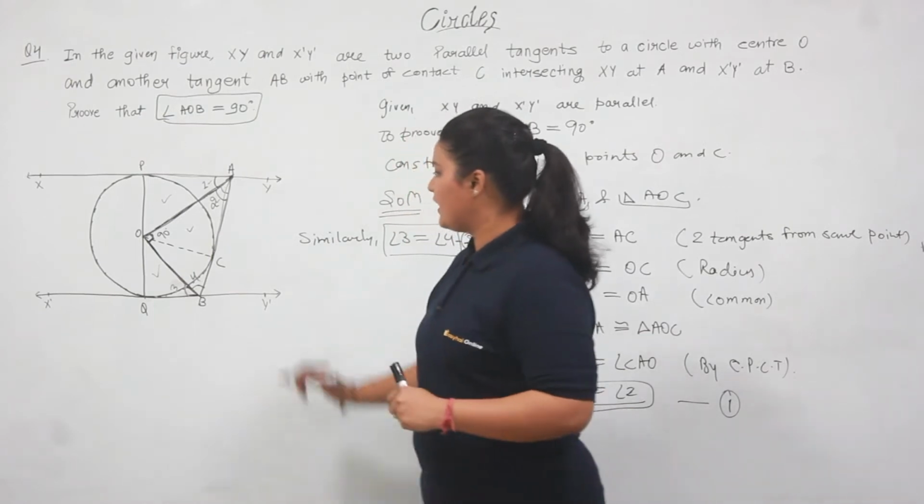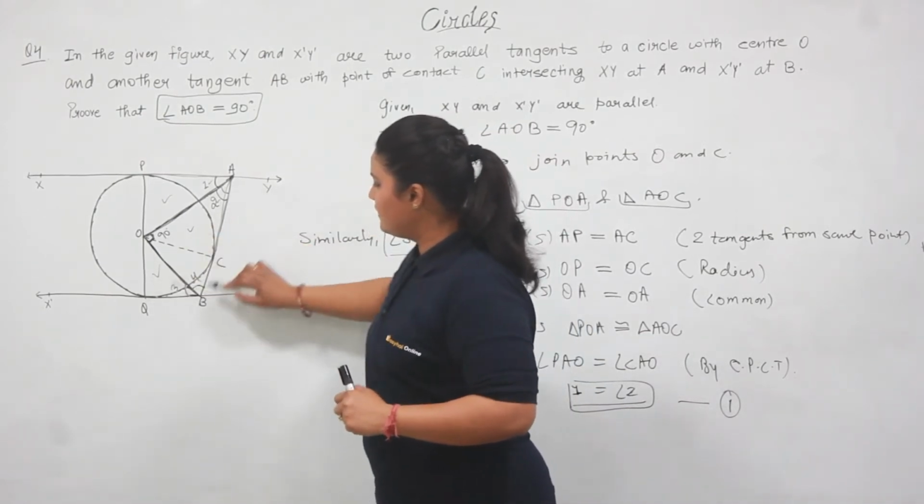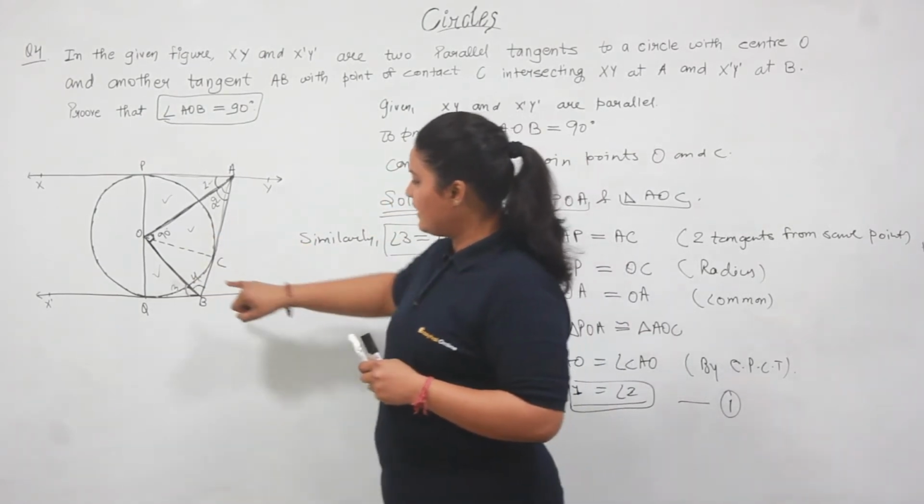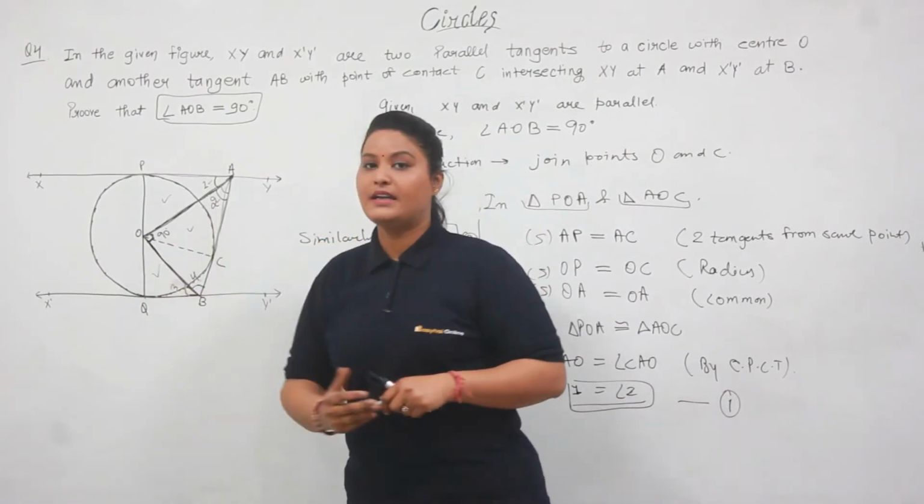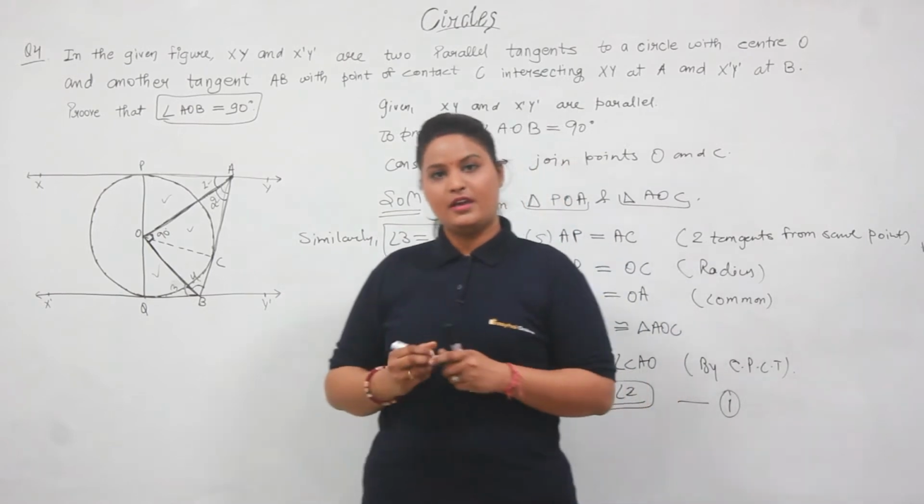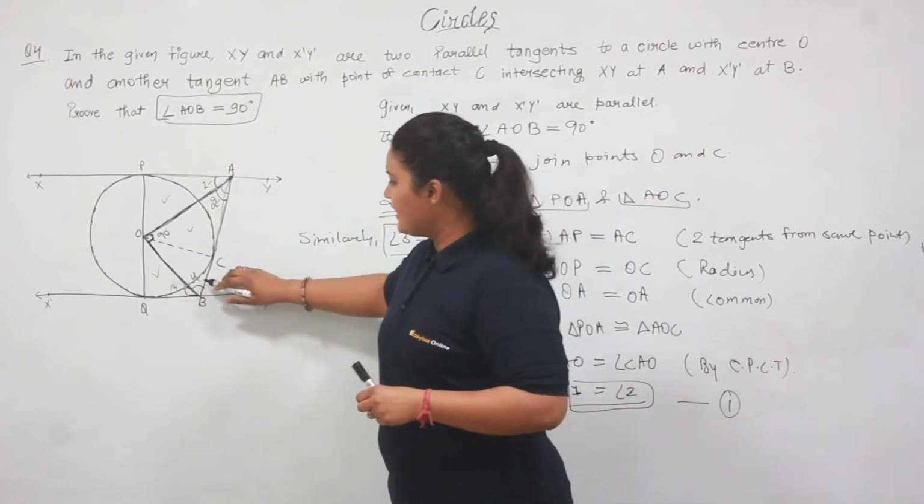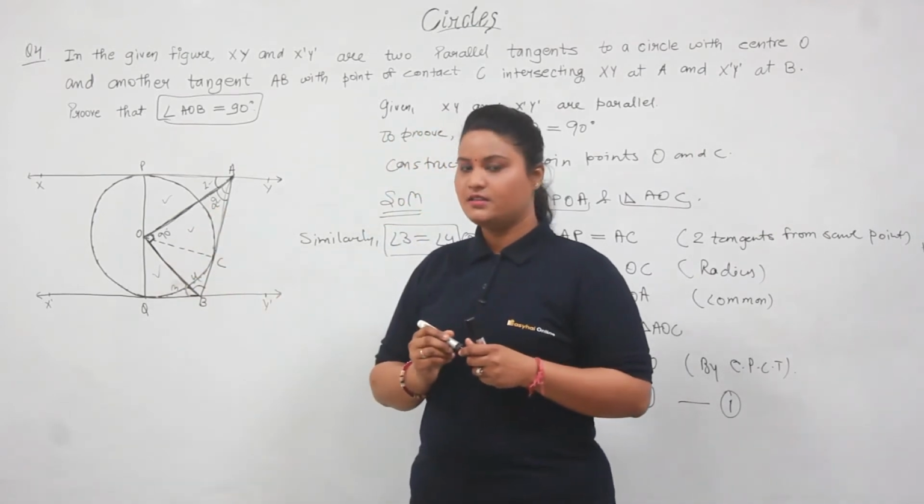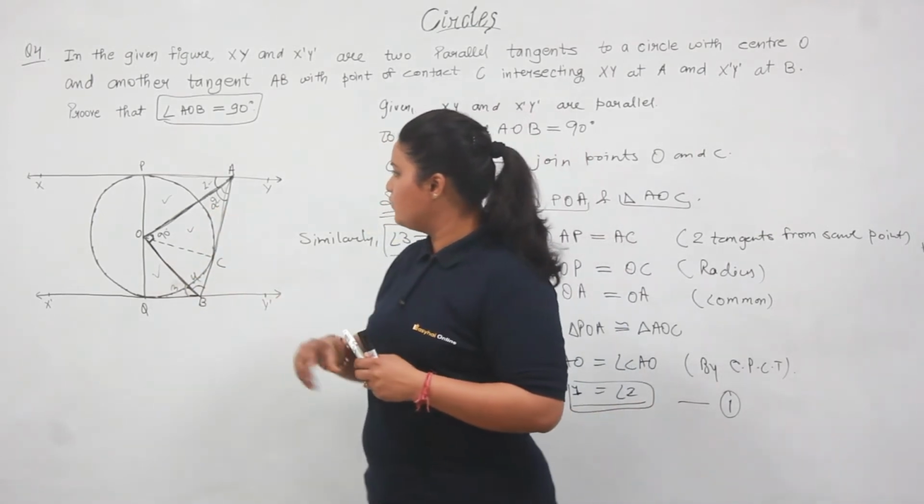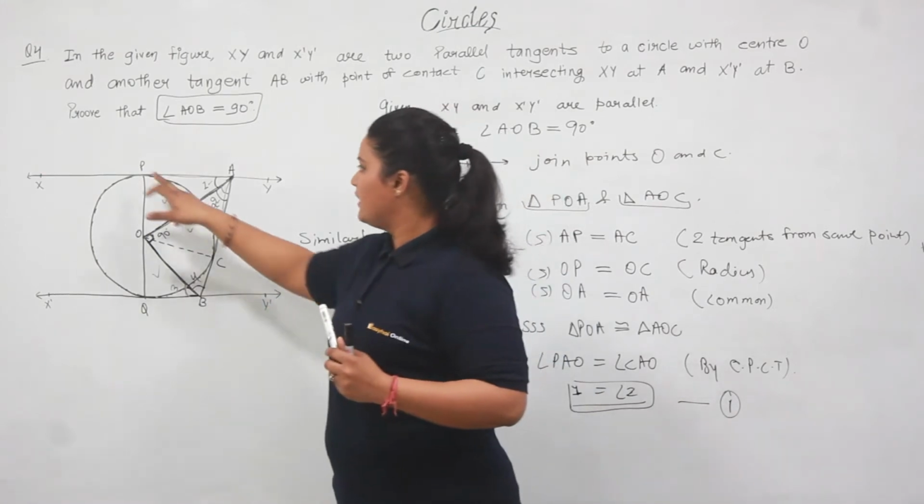Okay, now again come back to this triangle. What is happening is that I have to prove that angle 2 plus angle 4 is equal to 90 degrees. If I'll be able to prove it, then I can say that this angle is 90 degrees again. Clear? So just take one relationship between it.